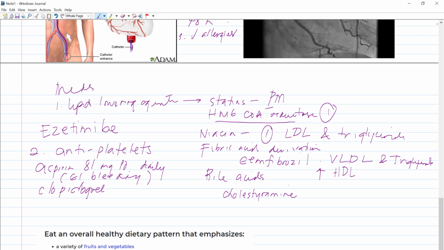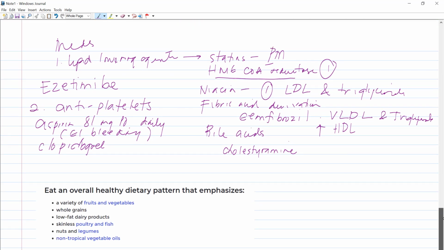Now, in educating your patient, you want to consider also the attitude and beliefs of your patient about health and illness. And your health teaching will be focusing more on the diet and also lifestyle modification. As you can see here, this is based on the American Heart Association, the heart healthy diet, or the 2-gram sodium diet. You want to emphasize to your patient that there should be a variety of fruits and vegetables, whole grains, low-fat dairy products, skinless poultry and fish, nuts and legumes, and non-tropical vegetable oils.